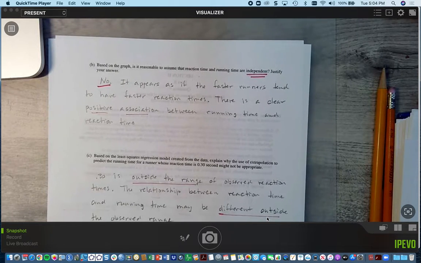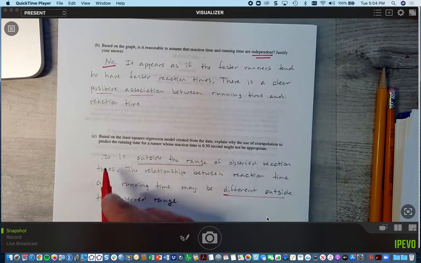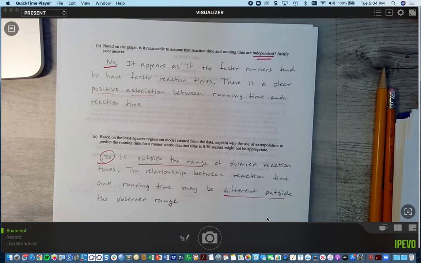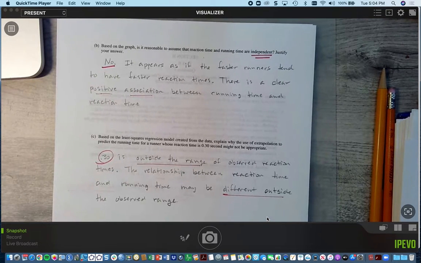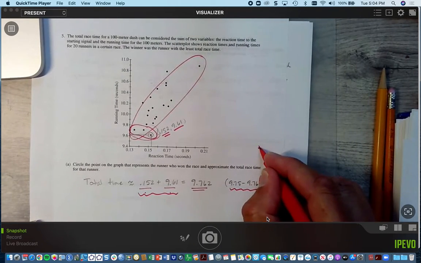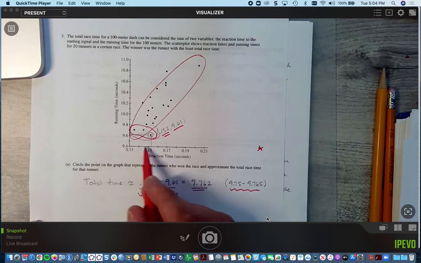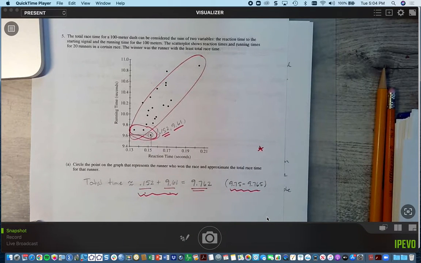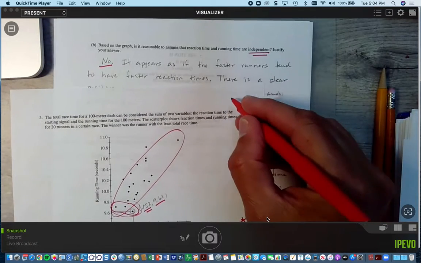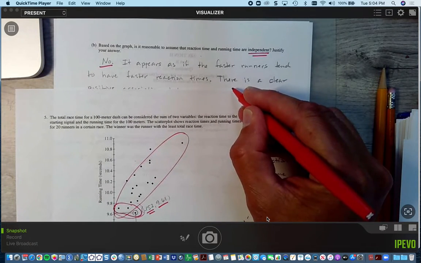All right, and then part C has to do with extrapolation. It says, suppose you've got a person who has a reaction time of 0.3 seconds. Would you use this model to predict how fast they could run the race? Now, 0.3 is pretty far outside the range of values that we have data for, right? And so if we extrapolate and go up here and say that value should be somewhere up here, right?